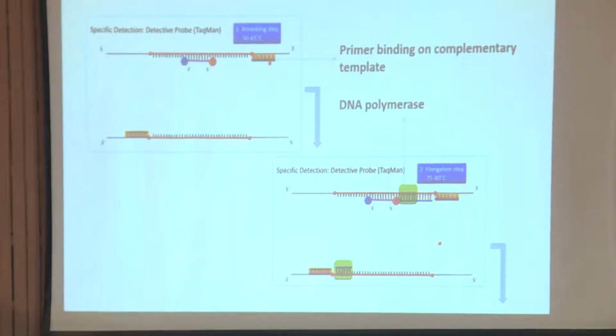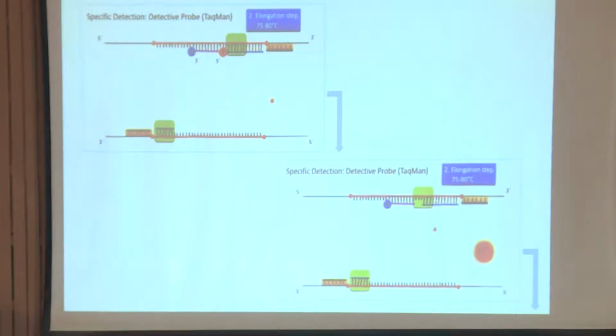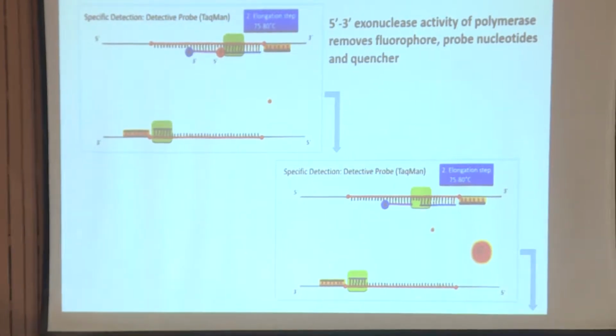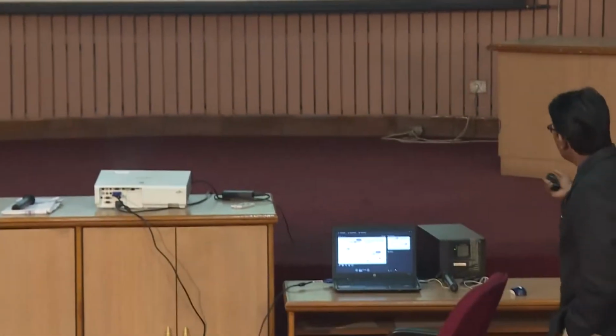The primer binding on the complementary template, DNA polymerase, right? The green one. Now what happens? It starts adding the nucleotides, right? Now, the moment it touches the fluorescently labeled target specific probe, it is going to remove whatever comes in its way, right? It removes the quencher, it removes the short fragment, and also it removes the fluorophore. Okay? Now what happens? The 5' to 3' exonuclease activity of polymerase removes the fluorophore, right? And probe nucleotides, correct? And also the quencher.